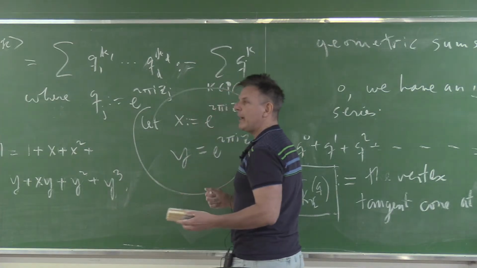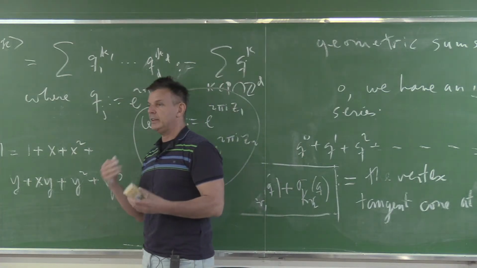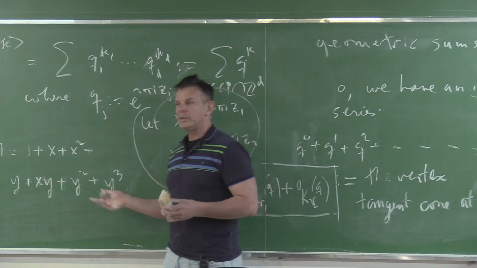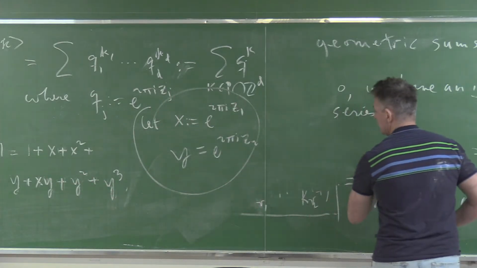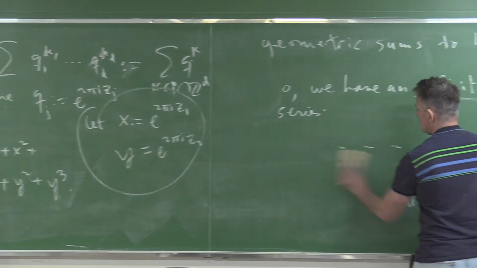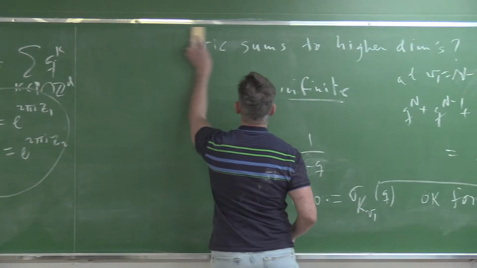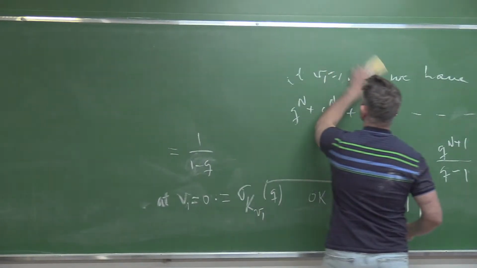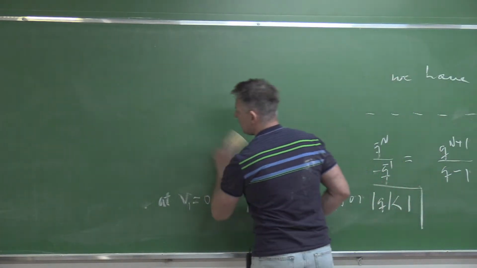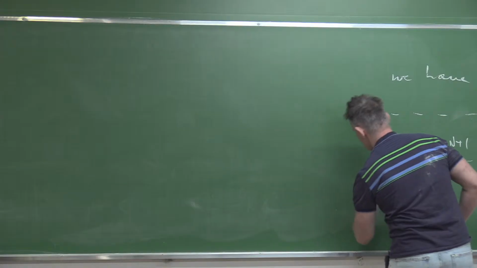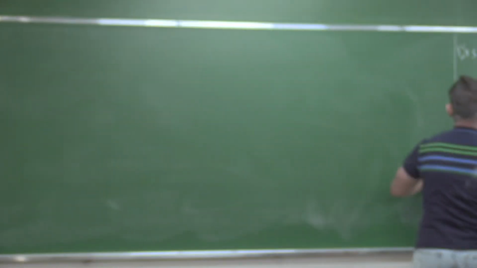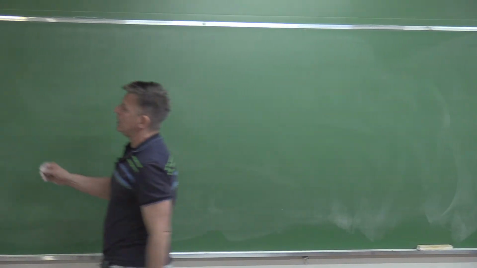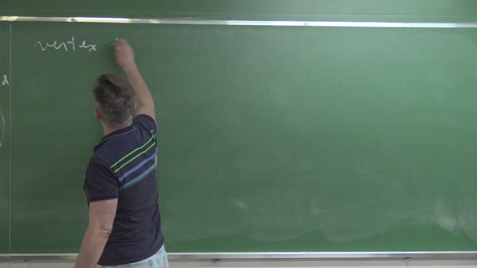As you can imagine, algebraic geometers start getting very excited about this, because you can write this as a sum of rational functions. So let's see how you can write it. I'll introduce you to the vertex tangent cones.